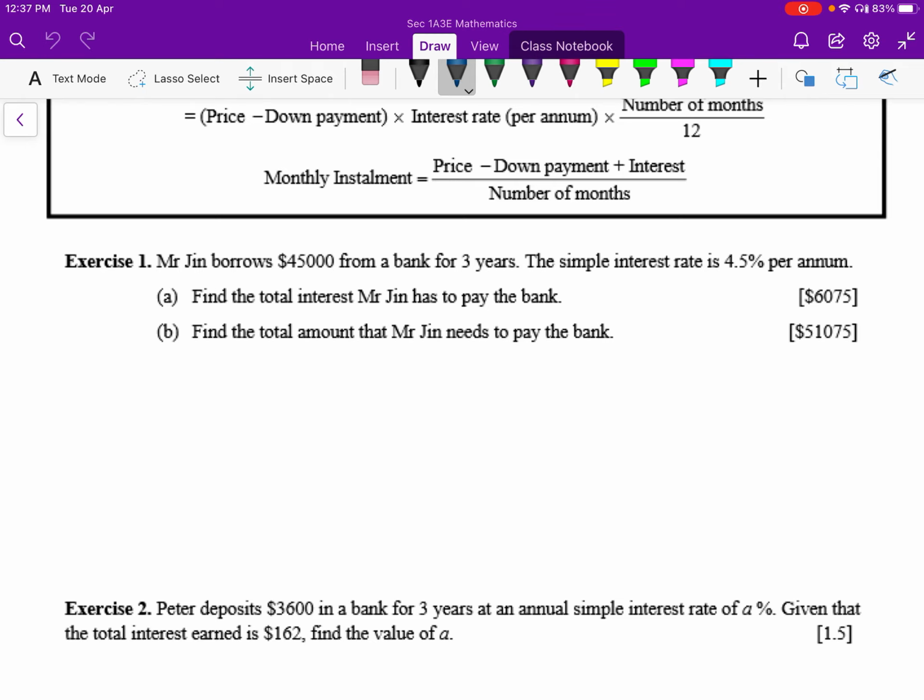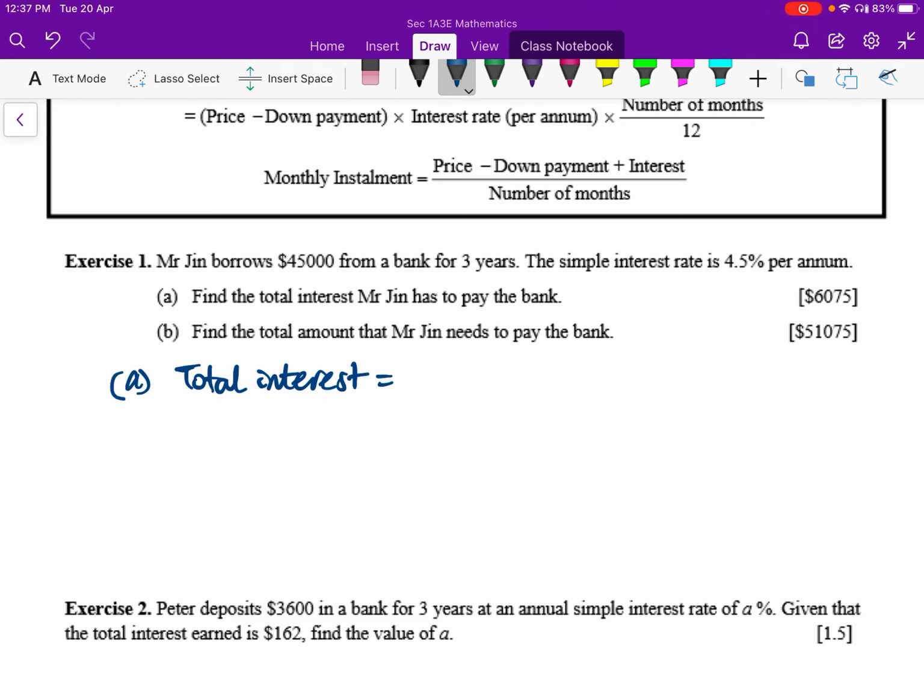4.5% each year. So find the total interest that he has to pay the bank. 1 year, 4.5%. Of what? Of the principal, the amount that he borrowed. Okay, so the total interest would therefore be part A. Total interest.